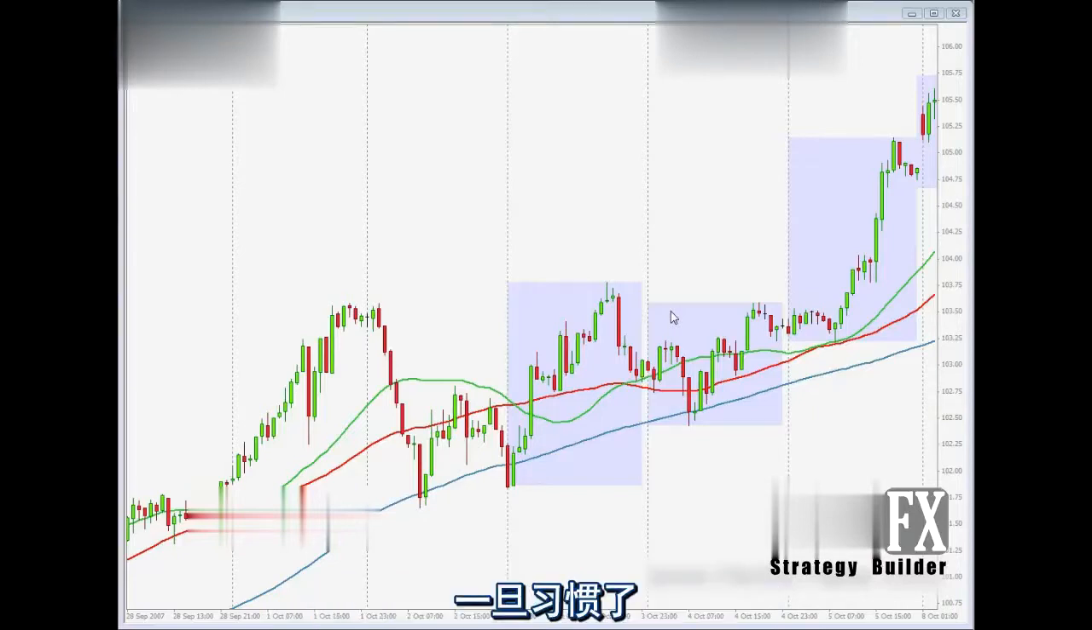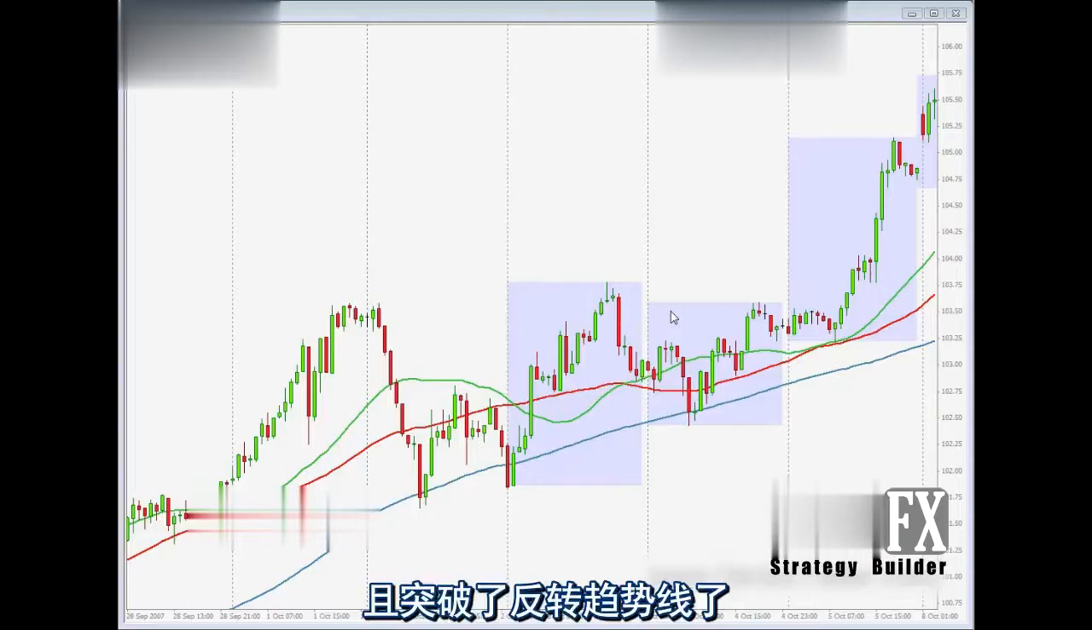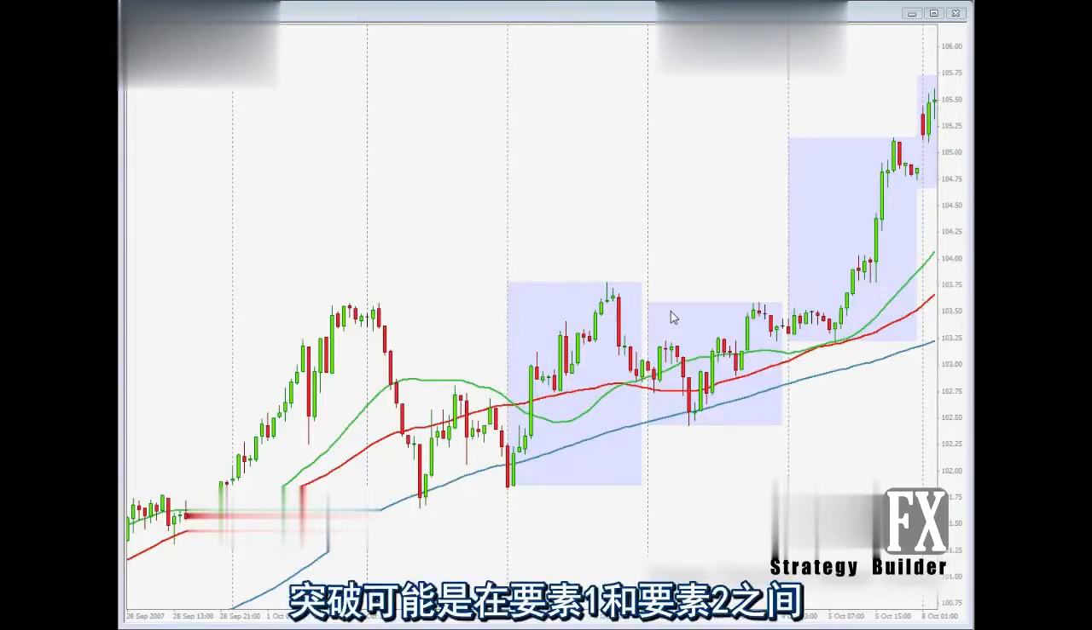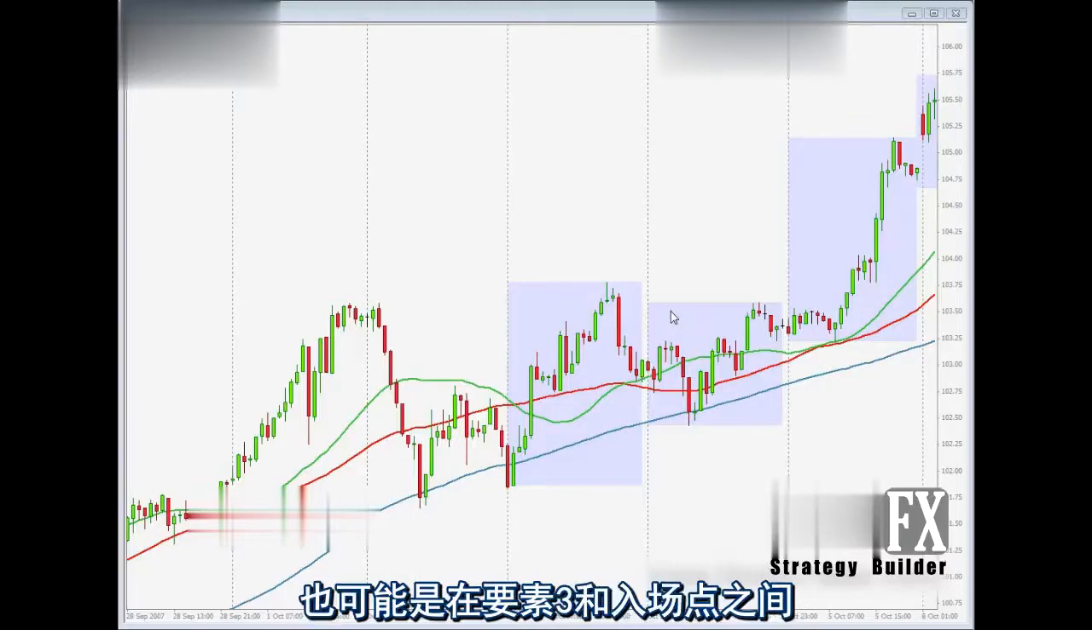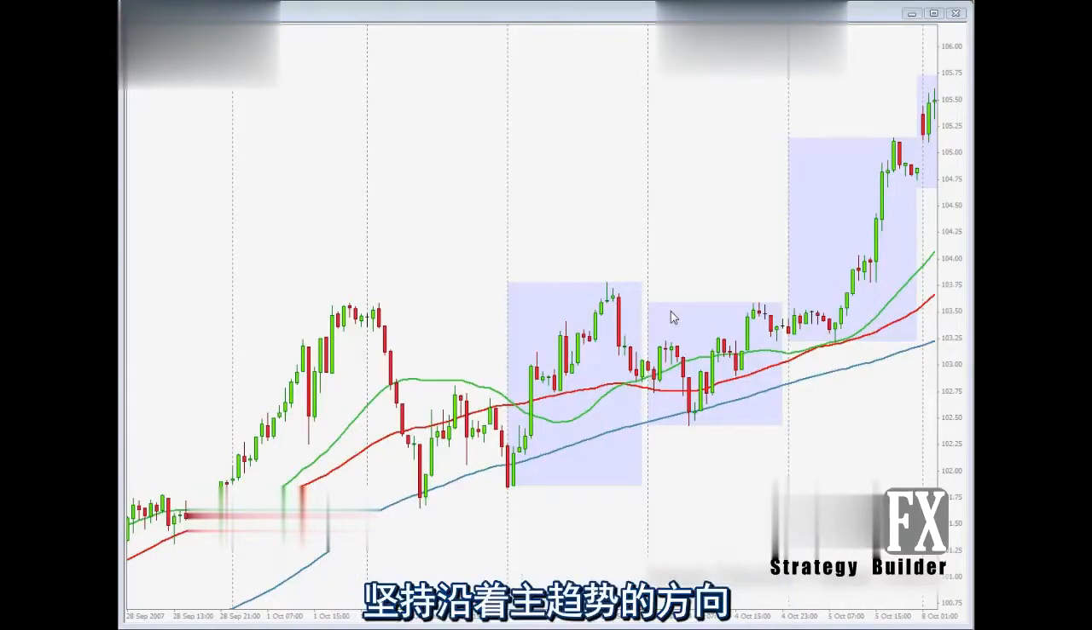As you train your eyes, you will begin to identify them more quickly. You will look at the chart and see the retracement. If you see a 1, 2, 3 formation with a retracement trend line breakout at one point between aspect number 1 and 2, or between aspect number 3 and the actual entry, you know that you have a sound setup: always trading in the direction of the main trend, always off a bounce of a confluence of support and resistance, and always with the confirmation being the 1, 2, 3 formation and the trend line breakout somewhere in between the 1, 2, 3 formation.